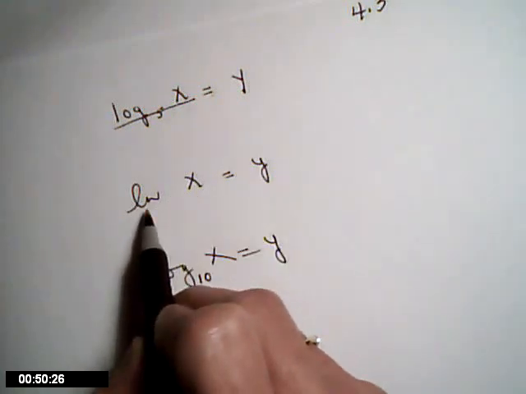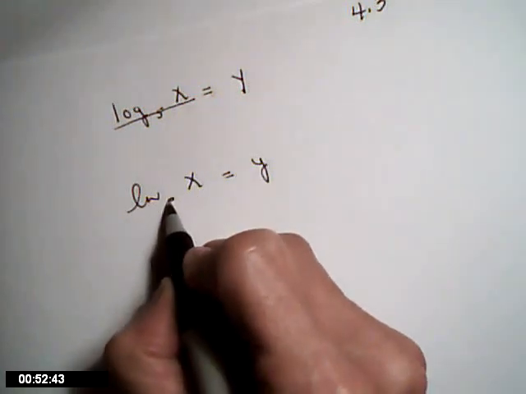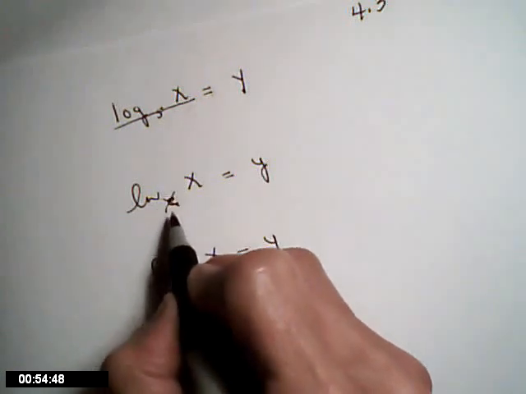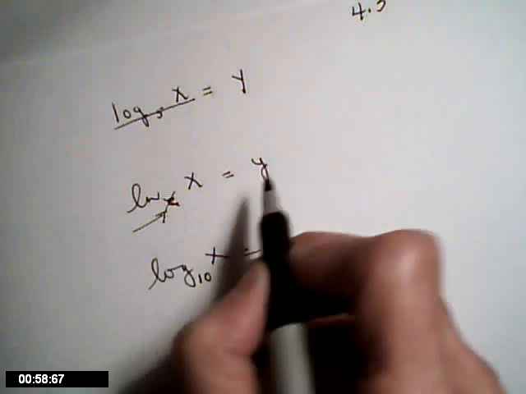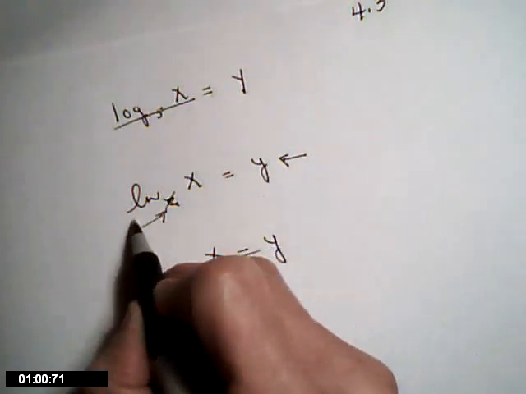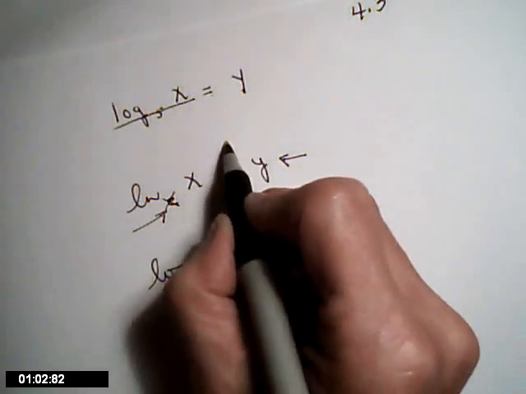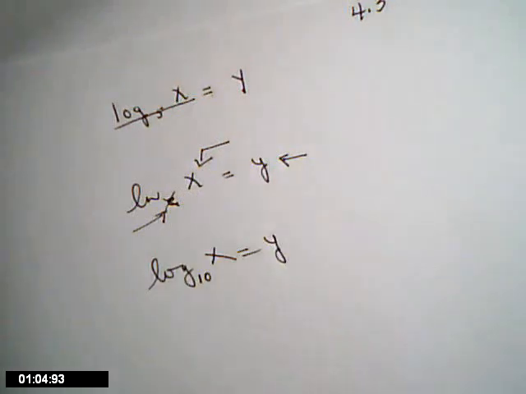Now, if it has a natural log, this is always base e, but you won't see this written, it's always base e. Here's the base, here's the exponent. Remember, a logarithm is the exponent, and this amount is your argument. Now, we're going to be using those words.